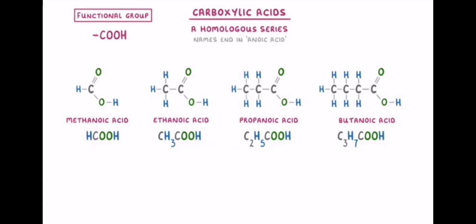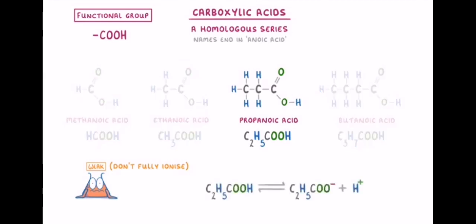As you can probably tell from their names, these are all acids, and so they react like any other acid. However, they are all weak acids, so they don't fully ionize, which means that the carboxylic acid molecules don't all release their hydrogen ions. Because of this, we show their ionization with equations like this, with an equilibrium arrow between the full acid on the left and the ionized version where it lost its hydrogen on the right.